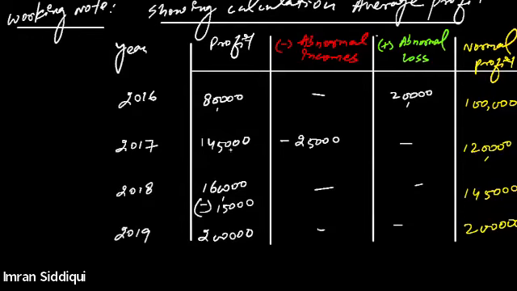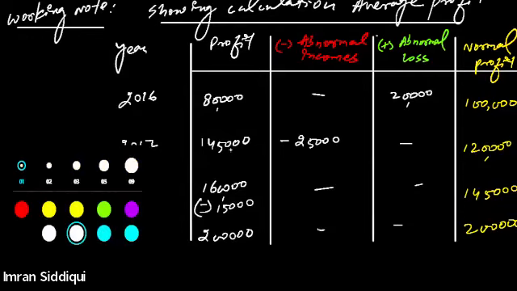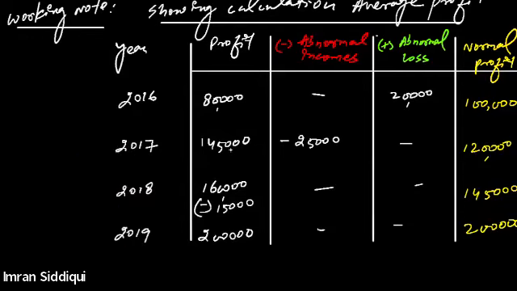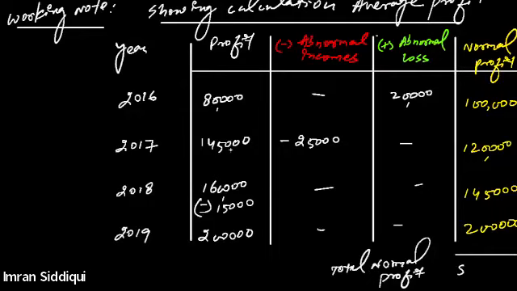And now we will add the total normal profit of all the years. Tell me the total value. 2,20,000, 3,20,000, 3,65,000, then 5,60,000. I guess it is 5,65,000, if I'm not wrong.